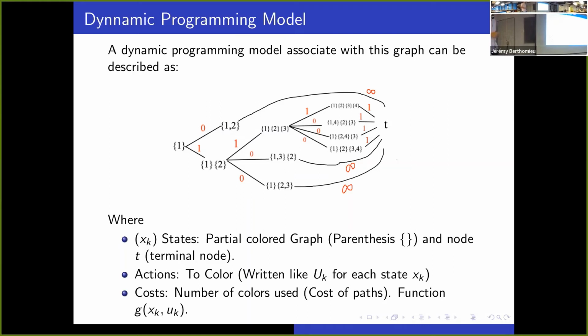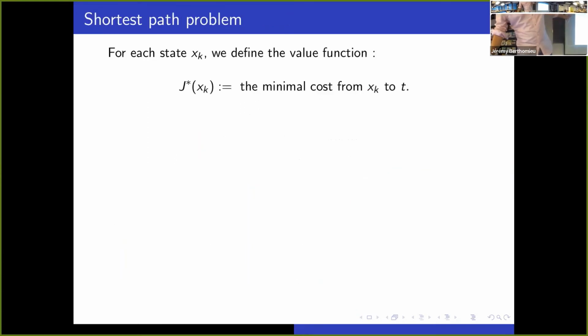So you have states. These states are partial colored graphs, and the node T, the terminal node, and actions to color. We write U_k for all actions for the state x_k, and the cost is the number of colors used, the cost of paths, and we denote this as the function g of x_k and u_k. Okay, so this is the dynamic programming model.